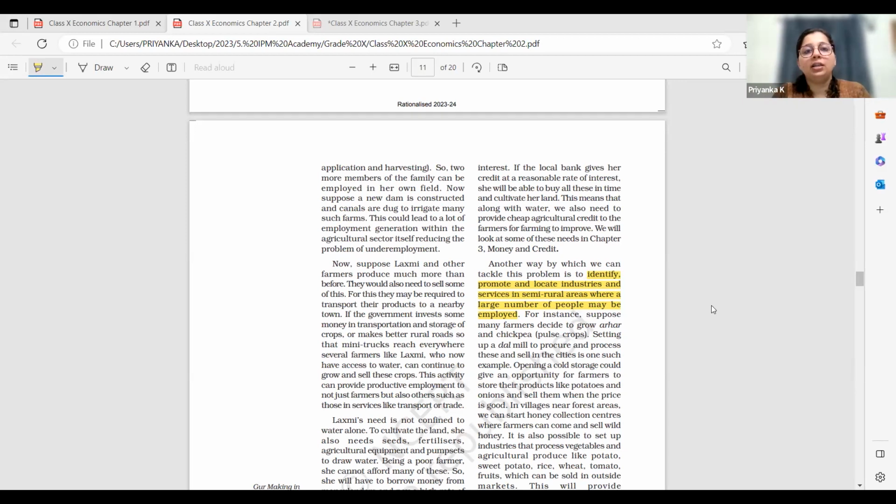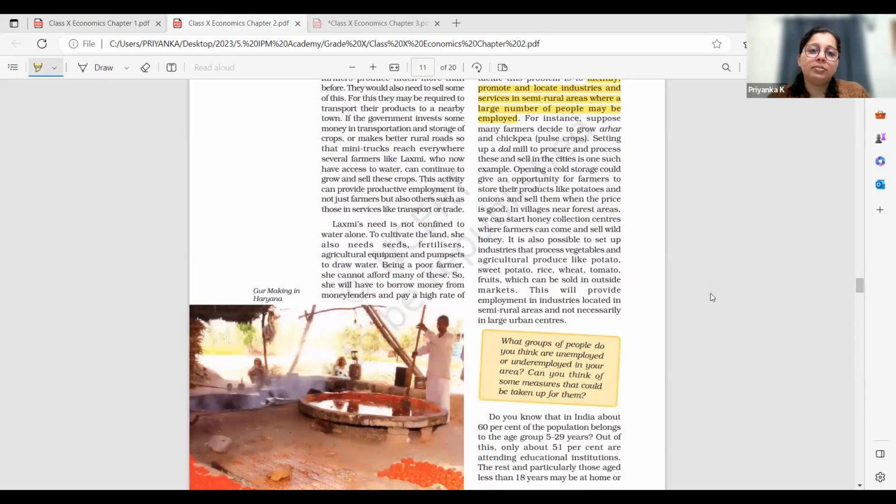So there is a hand-in-hand association between the agricultural and the manufacturing sectors, which in a way also creates better employment facilities. So this is another way in which the employment opportunities can be increased.